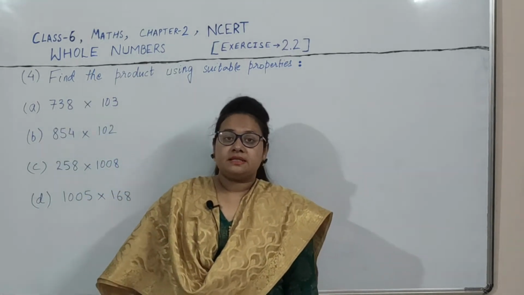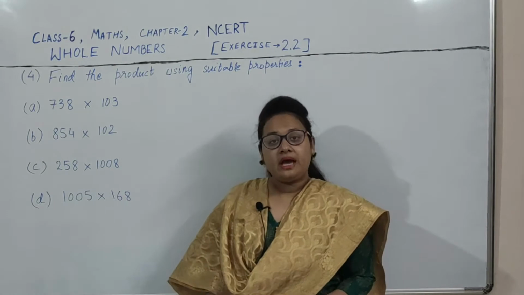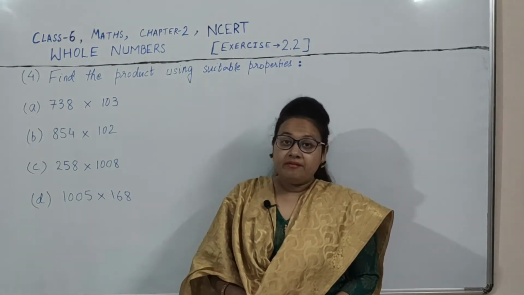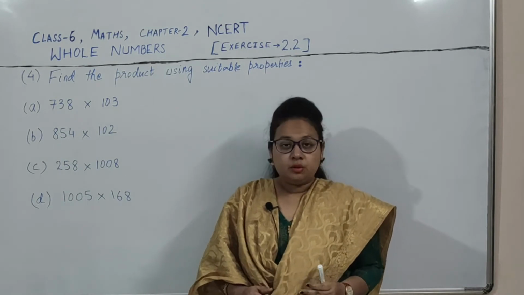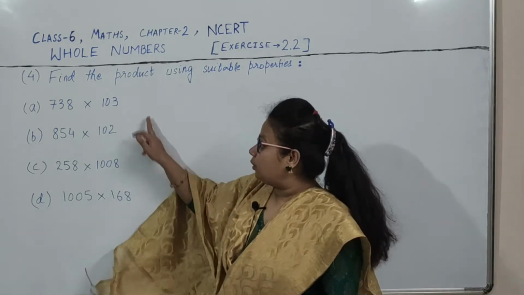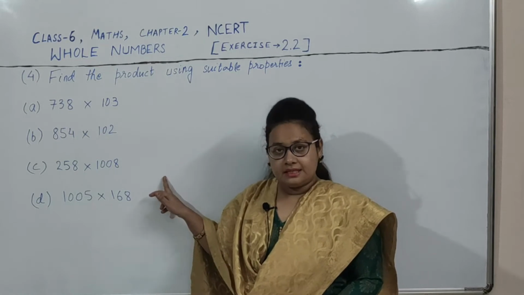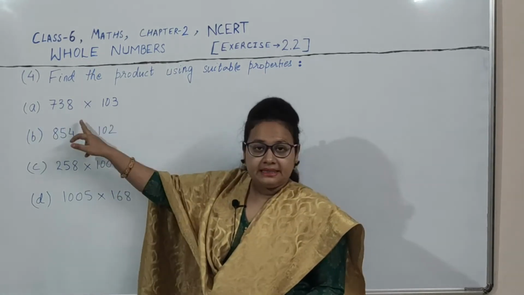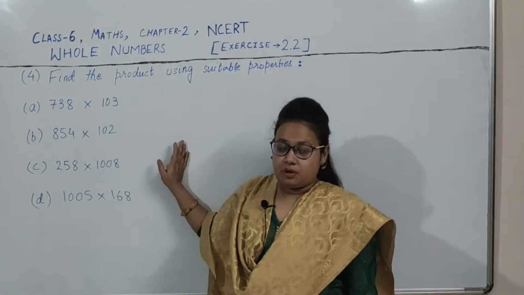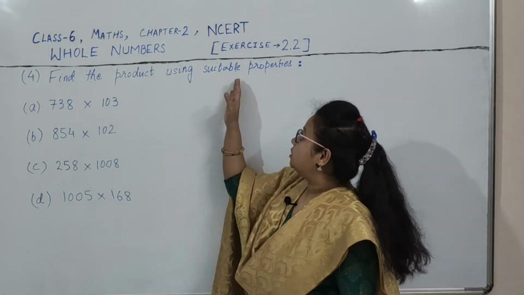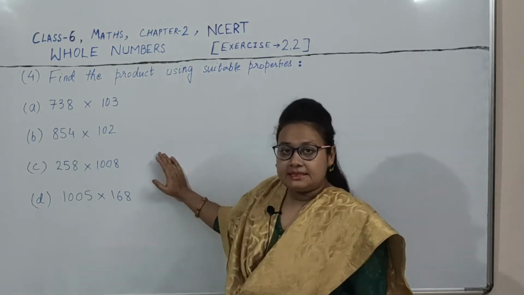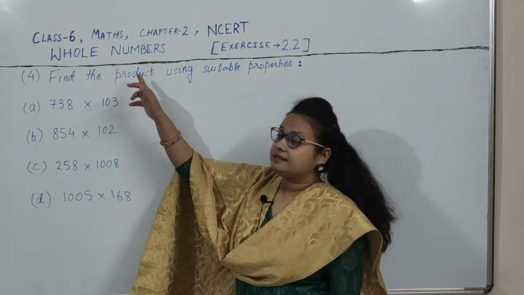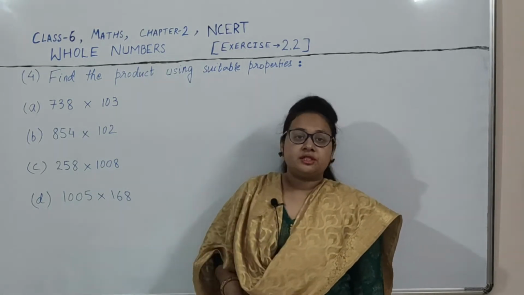Those properties mean the properties of whole numbers we have learned in the introduction part of this chapter, Whole Numbers. Why do we learn those properties? We learn those properties to make our calculations easier and simpler. If we multiply these two numbers directly, it will be a lengthy process, but we will use suitable properties to multiply these numbers, which are explained in the introduction part of this chapter.